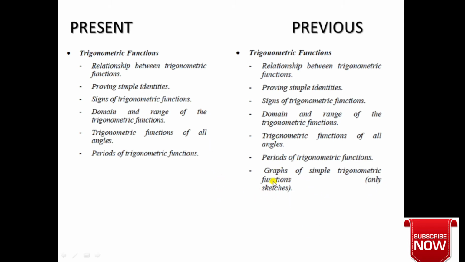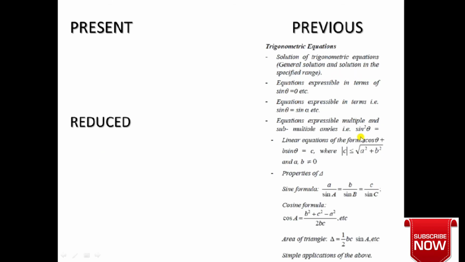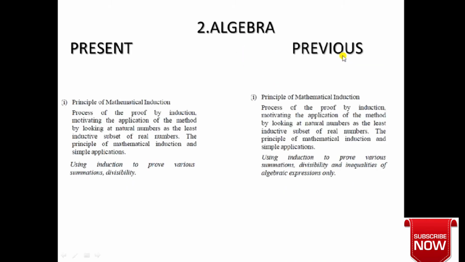Only this one is removed, other parts have been retained. Next we have compound and multiple angles. You can see that both the parts are the same, that is, the total has been retained in the present syllabus. Trigonometric equation has been totally removed from the present syllabus. You need not do the trigonometric equations.